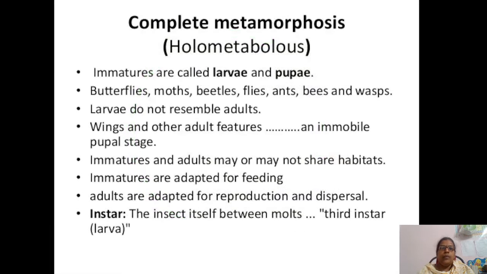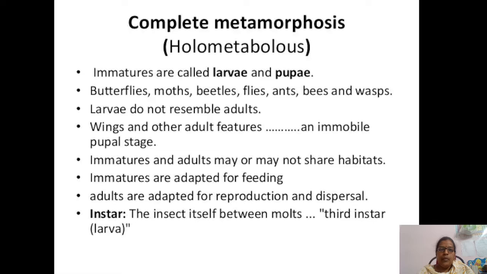Then when it comes to the holometabolous, as I told you, the insects will undergo all the stages. That is, eggs hatch into the larva. The larva will transform into pupa, and the pupa will transform into the adult. So here, generally, the immatures are called larvae and pupae.